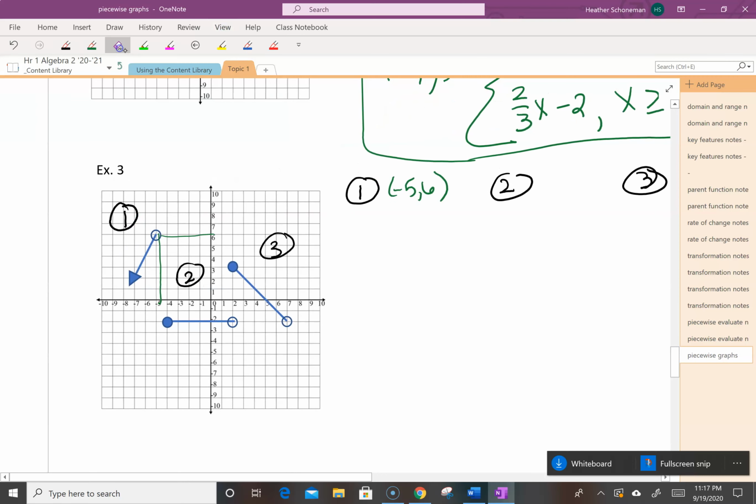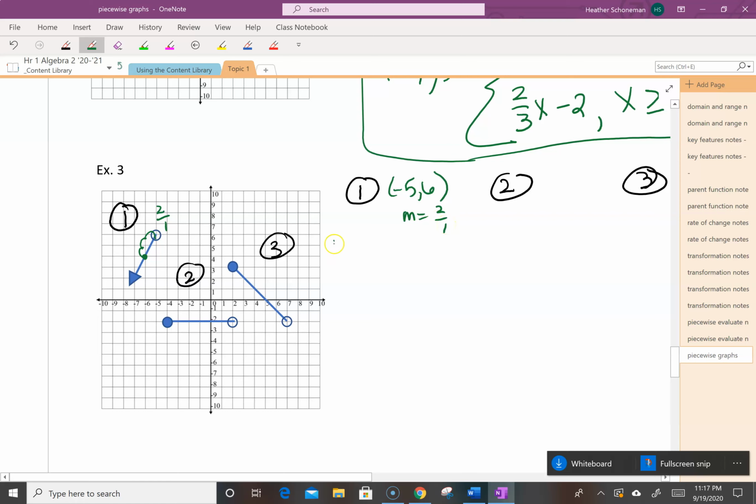Okay, if I'm counting the slope for this one, I'm going to start here. Now, normally I go left to right, so I have to pick a point on the left. I'd go up 1, 2, over 1. So it's 2 over 1.